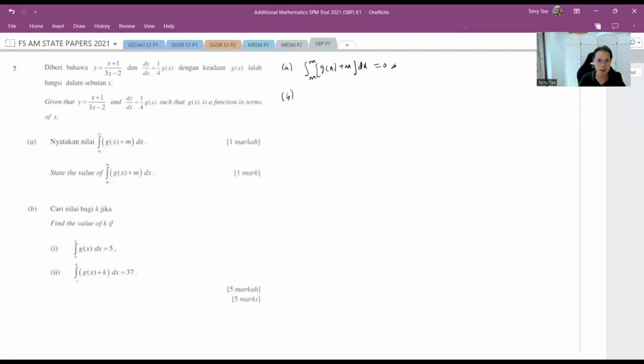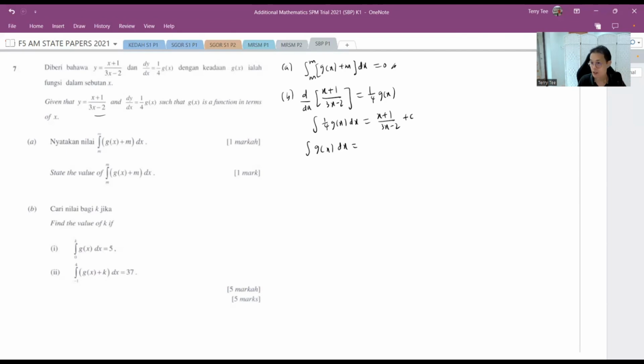Okay, B. Find the value of k if the integral of 0 to k g(x) dx is now 5. Before you find the definite integral, understand this. When I differentiate this function, x plus 1 over 3x minus 2, I will get 1 over 4 g(x). So when I integrate 1 over 4 g(x), I will get this function, x plus 1 over 3x minus 2, plus c, right? But here I want the integration of g(x).